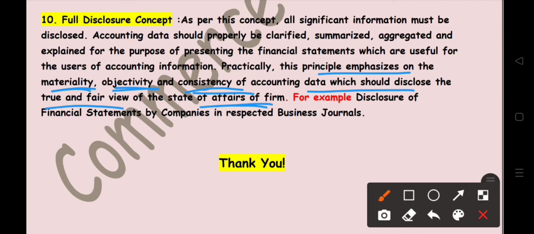For example, disclosure of the financial statements by companies in a respected business journal. Many recognized companies, financial institutions or banking institutions disclose their accounting statements in the business journal so that the stakeholders get an idea about the financial position of that particular institution, and they can decide whether or not to do business with that institution.